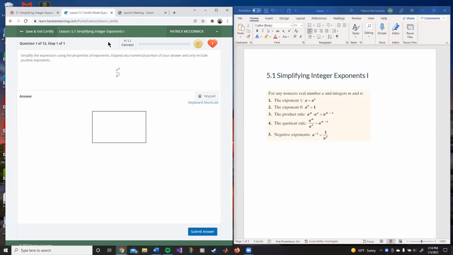Hello, class. So this is lesson 5.1, the certified section. So we're going to work through these. This is simplifying integer exponents. So we're going to need these rules. I put it here on the top of my worksheet.